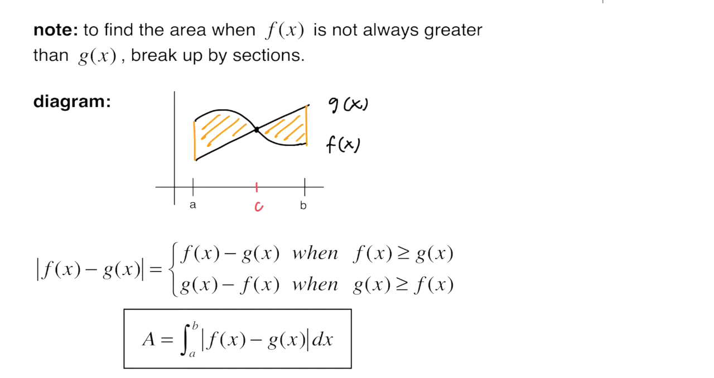And then you would add the second integral, which would go from c to b, and it would be g minus f. So that's one way to do this. And on a graphing calculator, you would just do the integral from a all the way to b, and you can use absolute value of f minus g, and this will give you the same answer.